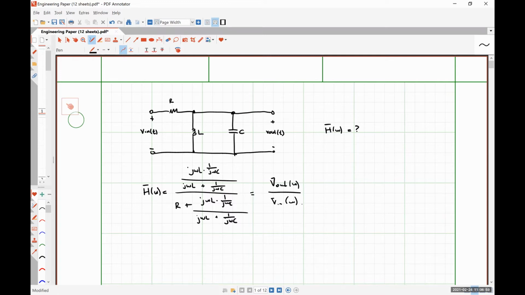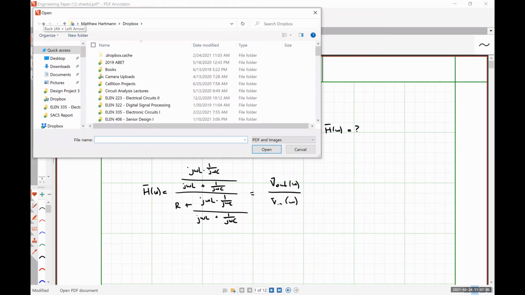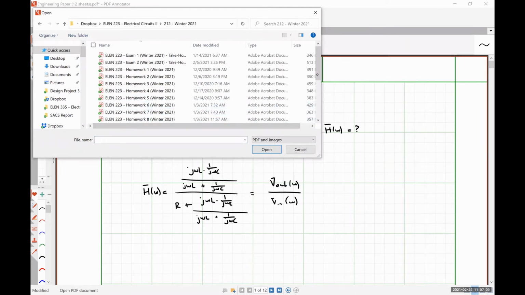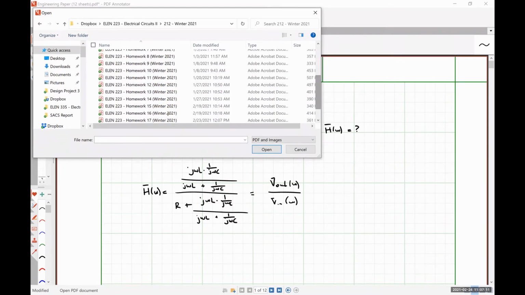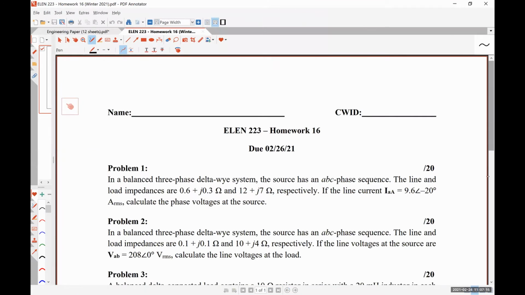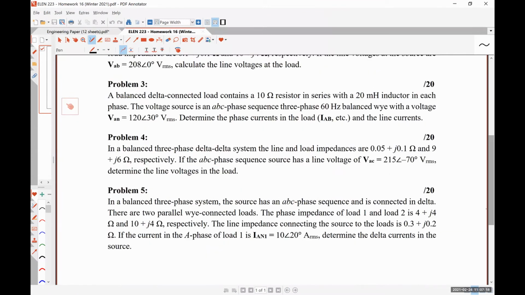Problem 5, homework 16. All right, let me pull that up. Let's see, 223, winter, homework 16. Problem 5. All right, so we have a balanced three-phase system. The source is ABC phase sequence and is delta.